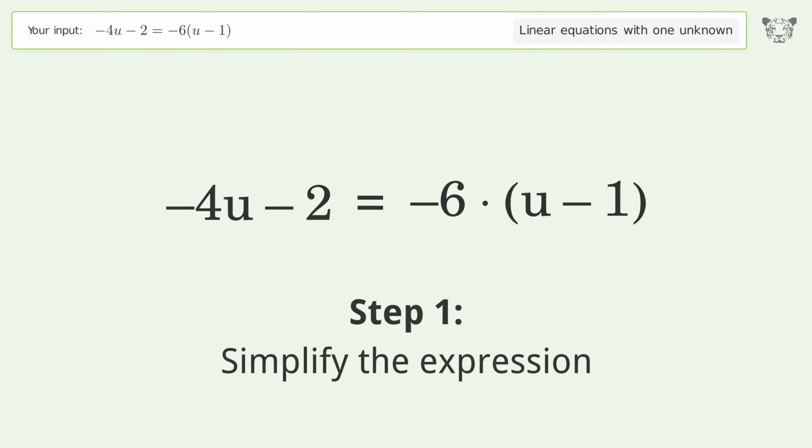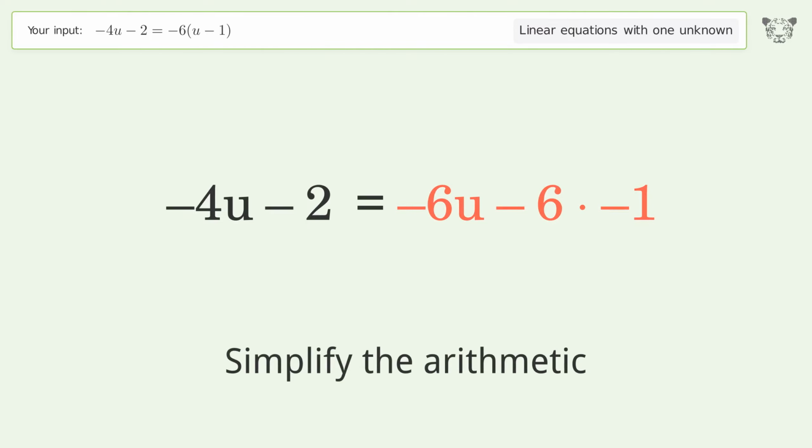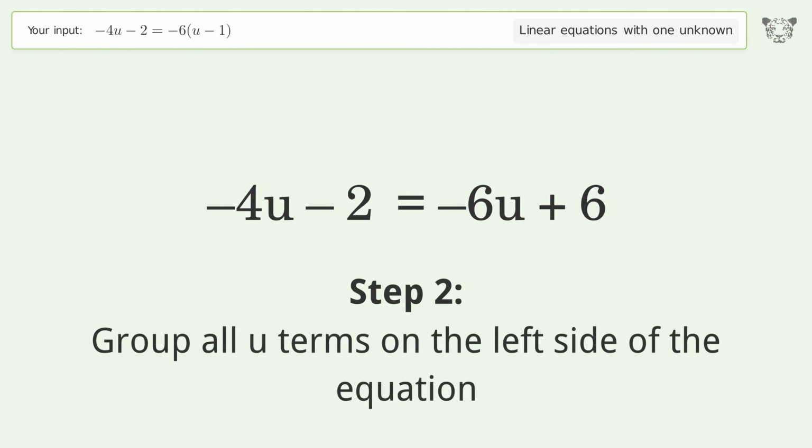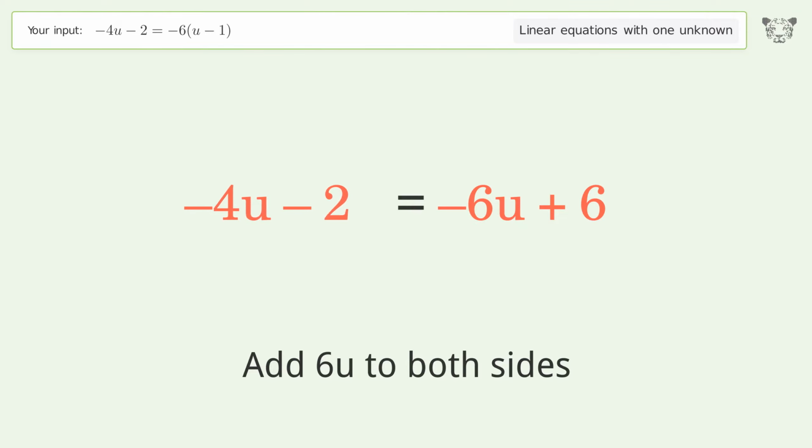Simplify the expression. Expand the parentheses. Simplify the arithmetic. Group all u terms on the left side of the equation. Add 6u to both sides.